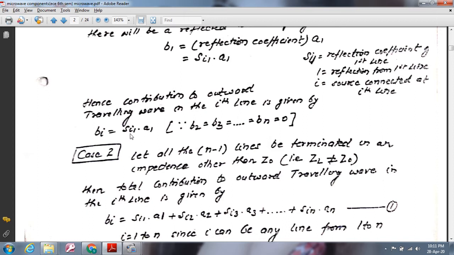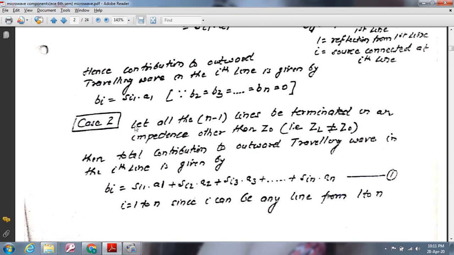Here i says the terminal at a line at which we have connected the source, and i is the terminal where we are getting the output. So Si1 is the reflection coefficient of the first line, where 1 is the reflection from the first line, and i is where the source is connected, and A1 is the corresponding input.